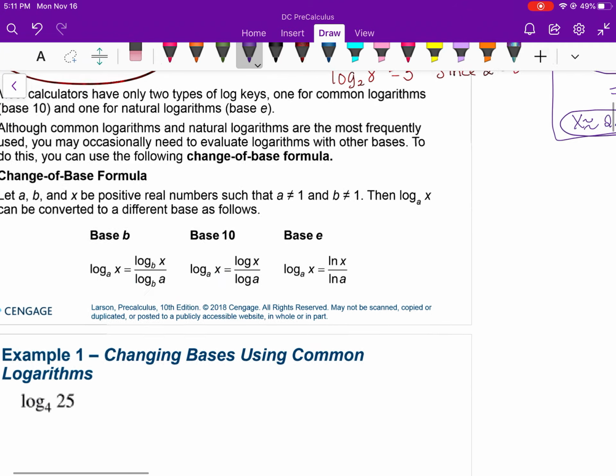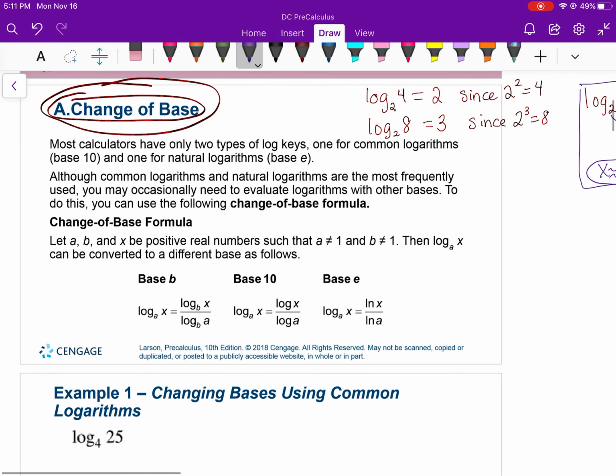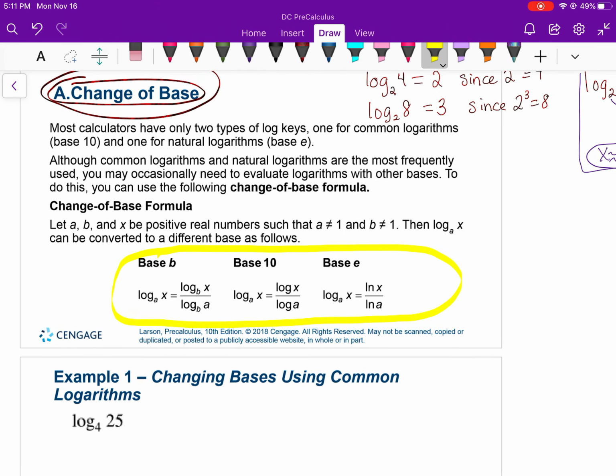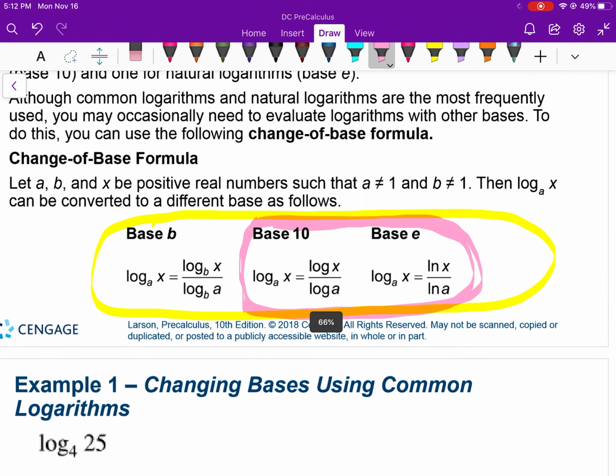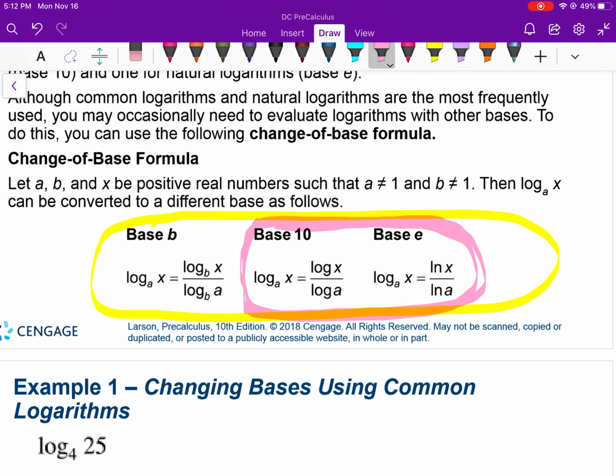All right, this is your change of base formula written in this table here. Basically it's showing you that you can use any base. What we typically have you use is either base 10 or base e. So I would write down the parts that are in pink. Those are the 2 most common change of base formulas. So I'll make those nice and big for you.